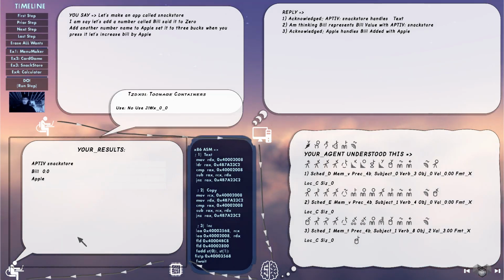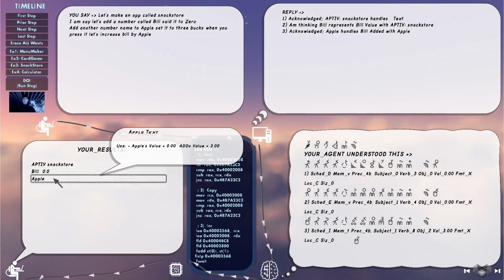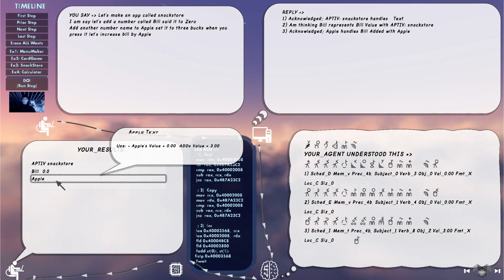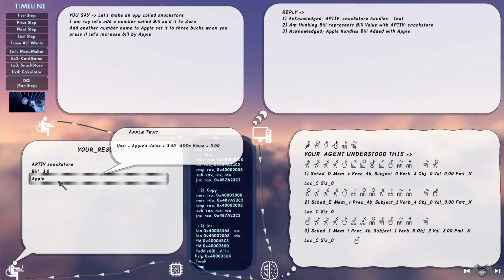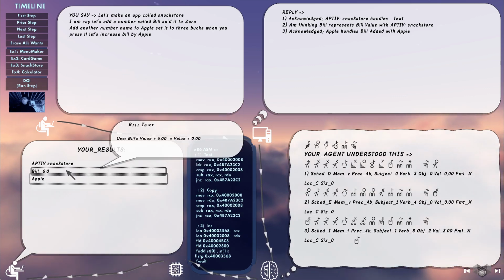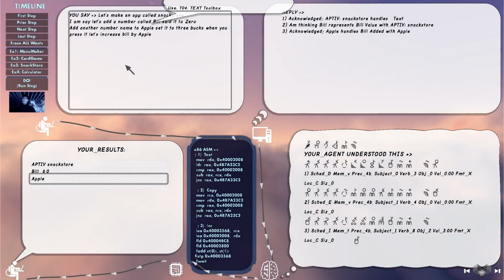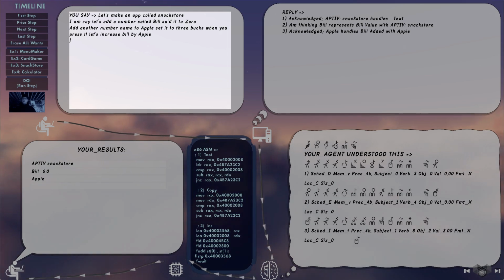So if I press Apple, it says over here, add the value. Here's bill. All right, let's see what happens. Yep, bill went up by 3. And again, okay, so $6, 2 apples. All right. So let's finish this up.